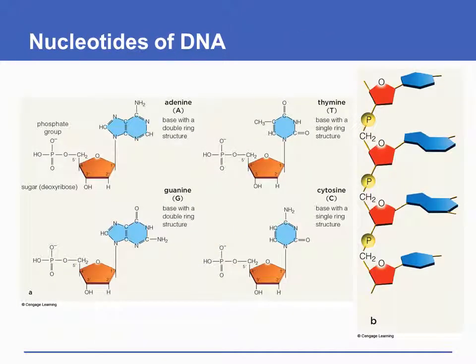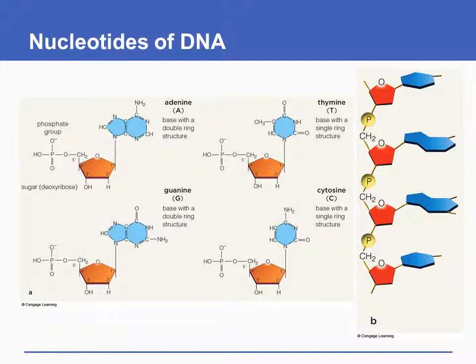These are the four different nucleotides of DNA. So we have adenine, thymine, guanine, and cytosine. And overall, they have a similar structure. Each of them has a sugar in the middle and a phosphate group on the left-hand side. And what they really differ in is the base that they carry. So in the case of adenine and guanine, the bases are double-ringed, whereas in the case of thymine and cytosine, the bases are single-ringed.